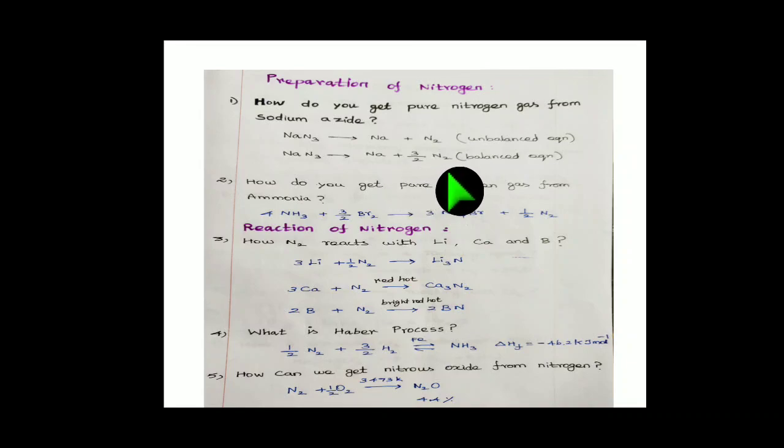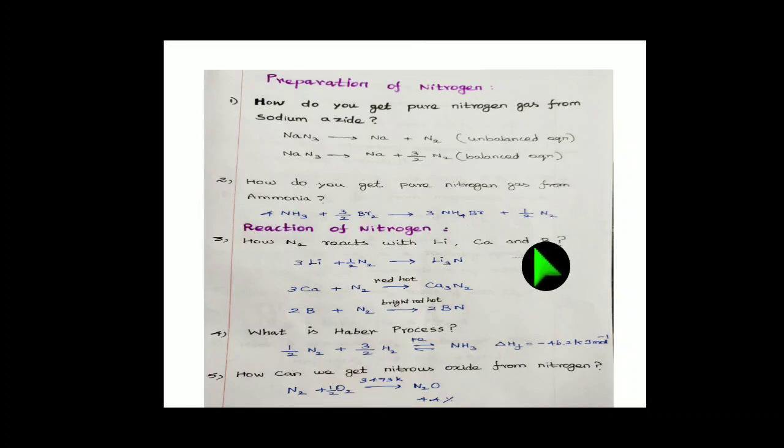Here, for balancing this equation, on the right side we see N2, on the left side N3. So we have to make the 3 on the right side, that's why 3 by 2 N2. The denominator 2 will cancel, so on the right side we can bring the 2 nitrogen, the balanced equation.